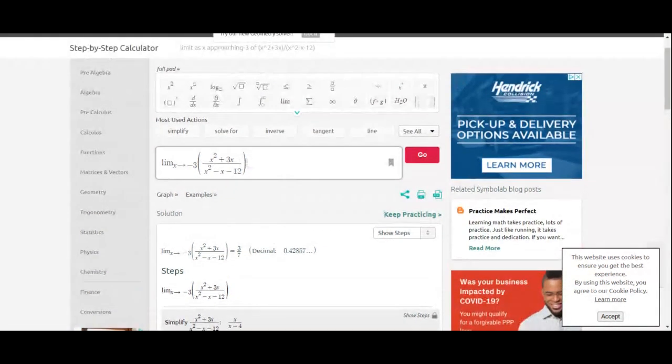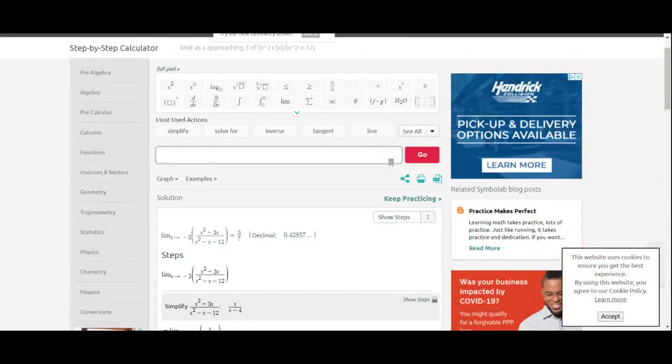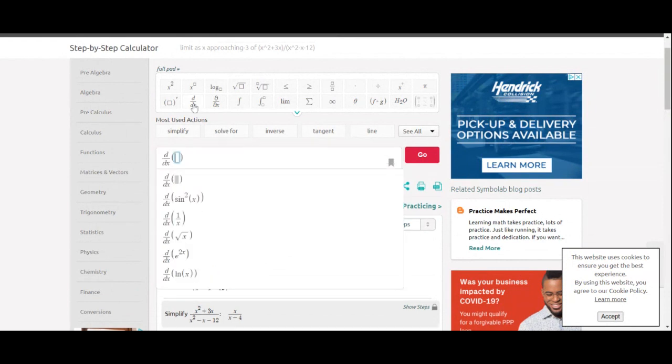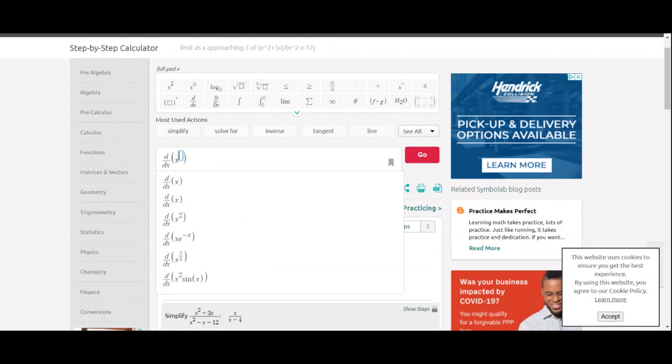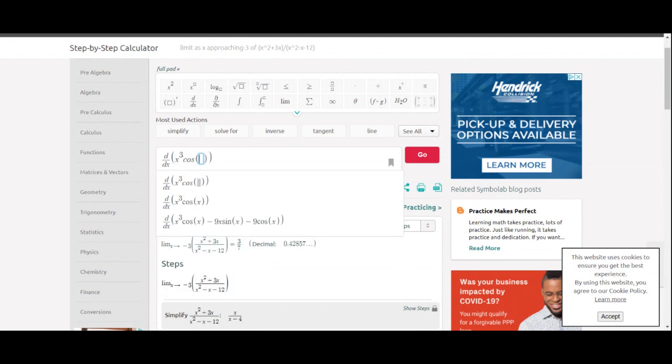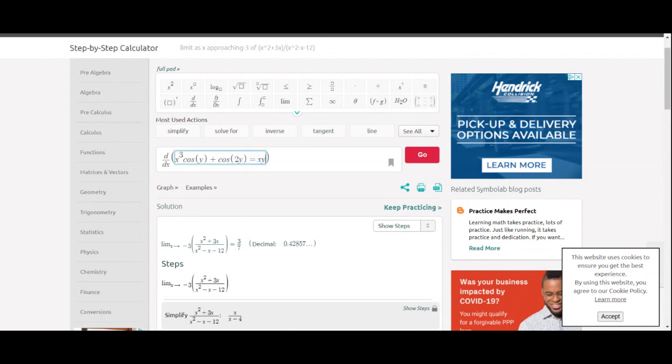It'll also, like I said, do derivatives, including implicit. So the other one I was going to show you was the implicit differentiation that we did yesterday. You can just select d/dx, and then you can put in the entire equation that you're looking at. So like one of them we did yesterday was x cubed cosine of y plus cosine of 2y equals xy. Sorry, and this first one was supposed to be sine, not cosine, so I'll change that.